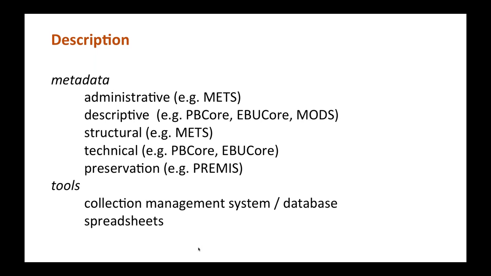Structural metadata, the best way I think of structural metadata, if you think of DVD chapters, so it's basically a way to record the relationships between parts of an object. And technical metadata describes the different processes used to produce, or the different things that are required to utilize a digital object, most specifically.